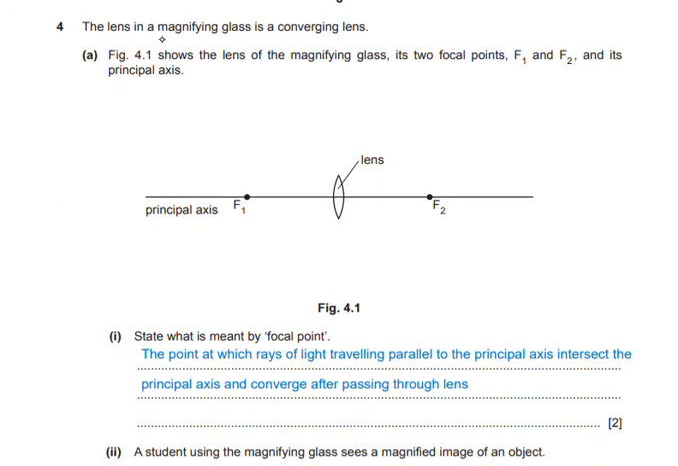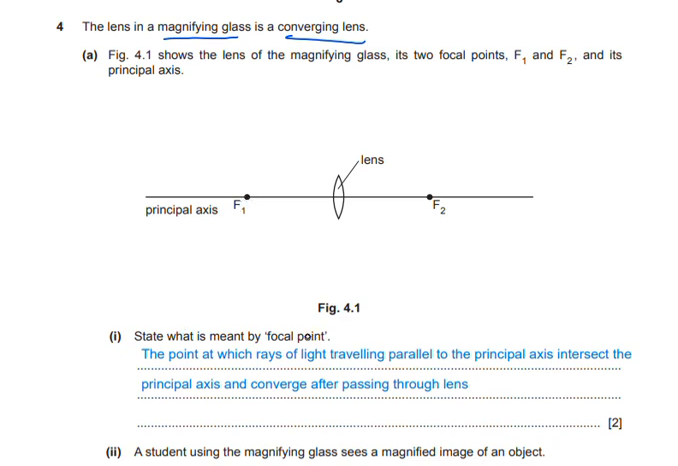The lens in a magnifying glass is a converging lens. That needs to be remembered. Figure 4.1 shows the lens of the magnifying glass, its two focal points F1 and F2 and its principal axis. This line is the principal axis, we know that. It passes through the optical center of the lens. And that's a specific distance, fixed for every lens, and that's called the principal focus or the focal point.